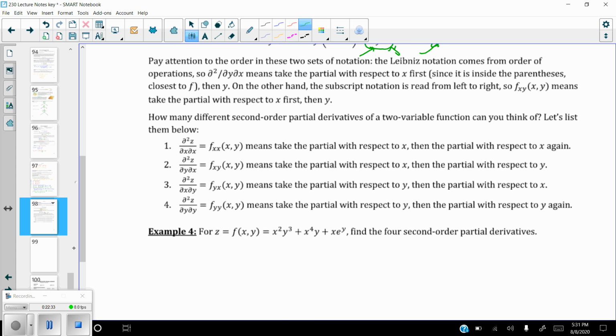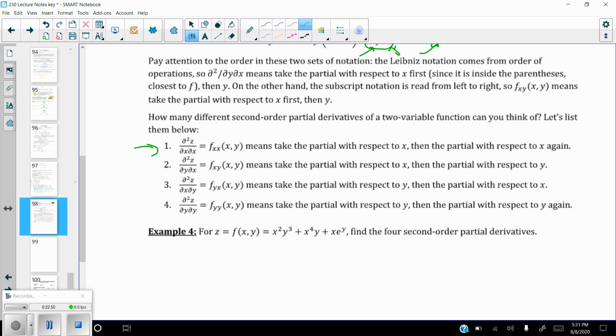Okay, how many different second order partial derivatives of two variable functions can you think of? Well, we can list them. We can do fxx, which means that you're going to do the derivative with respect to x and then the derivative with respect to x again.